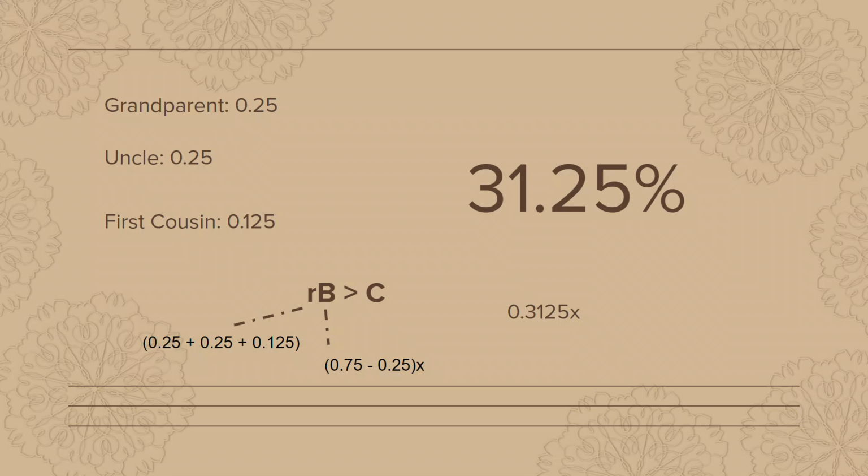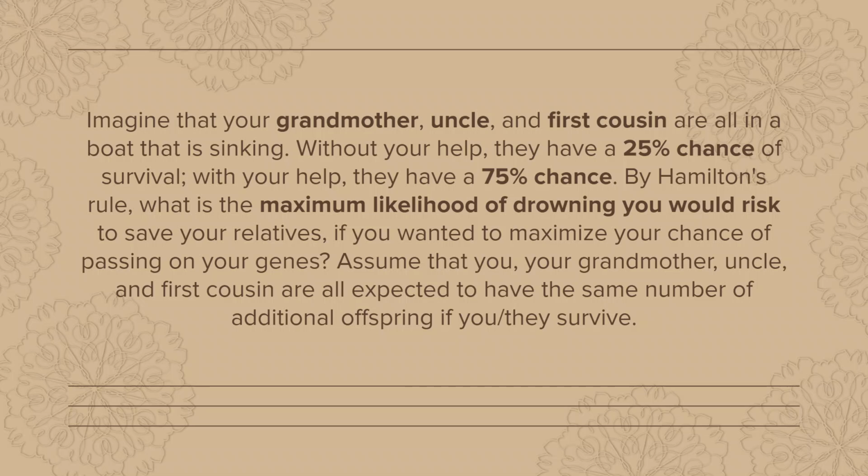So, in other words, our equation comes out to be 0.625 times 0.5. And this ends up showing us the maximum risk that we can incur. And this just so happens to be 0.3125, or in other words, 31.25%.